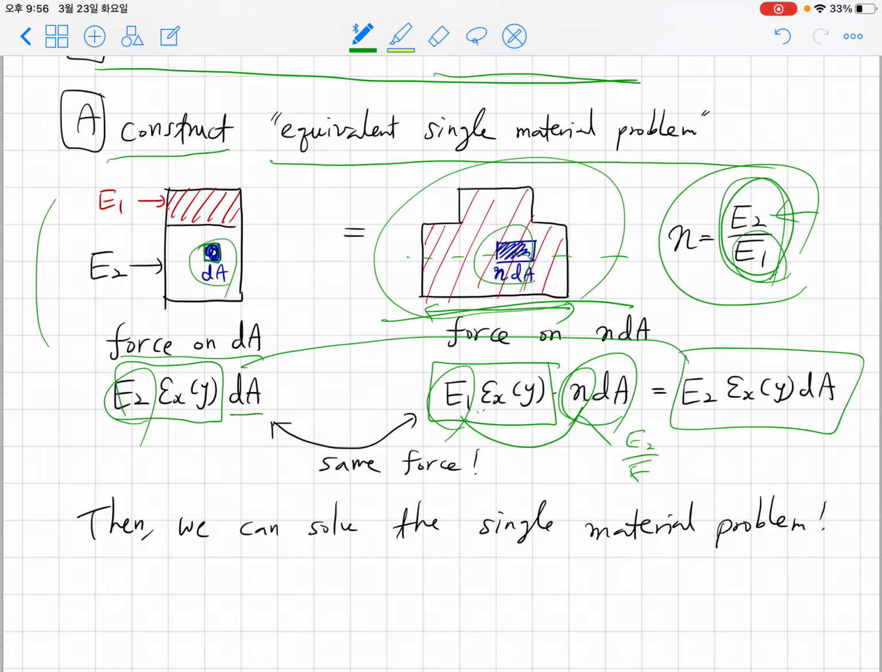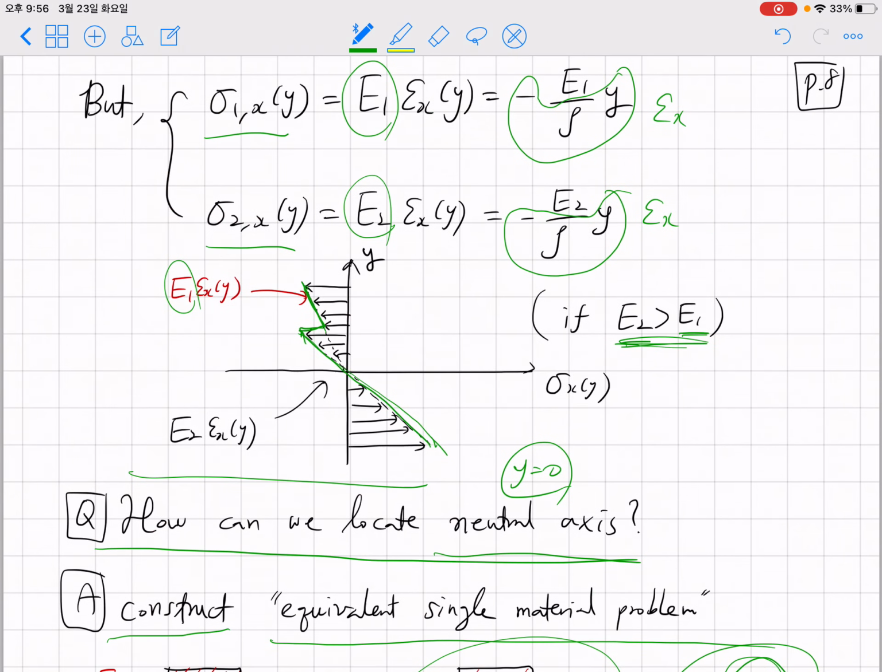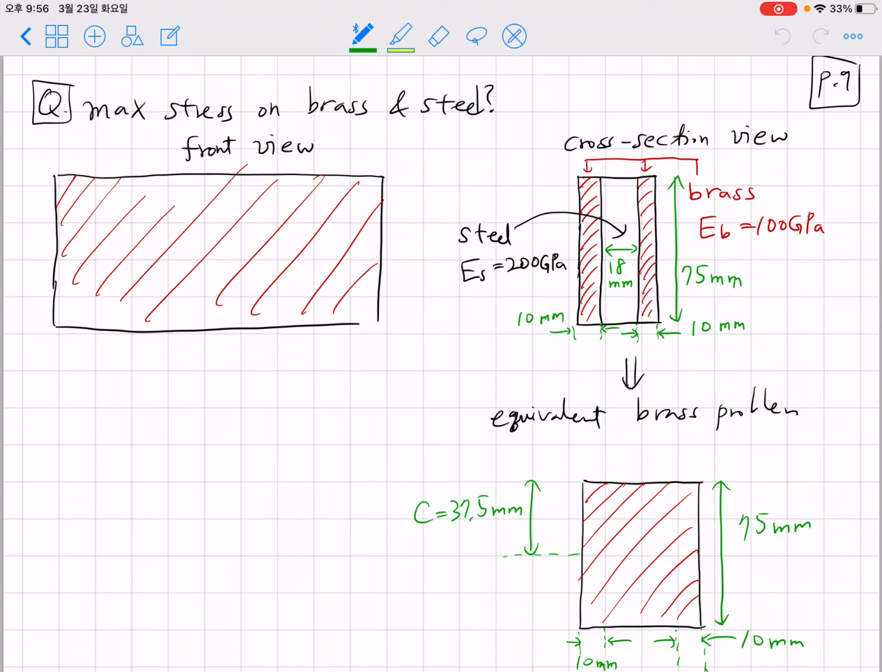And after solving the single material problem, we get the normal strain distribution, which is simply a linear function of y. After obtaining the normal strain, you can apply the simple Hooke's law, multiplying E1 and E2, to obtain the stress distribution. This is the logical flow.